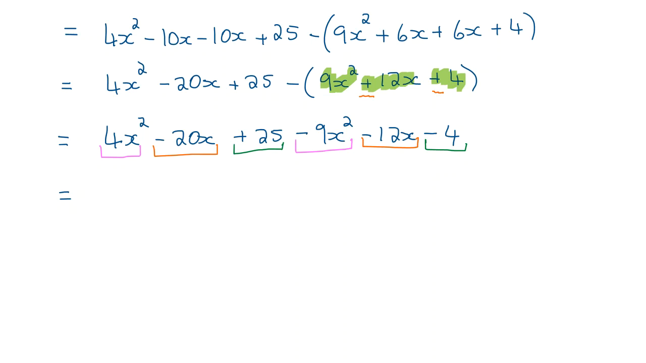4x squared minus 9x squared is actually negative 5x squared. Combining up the x terms, minus 20x minus 12x is actually minus 32x. And then the constant terms, positive 25 minus 4 is positive 21. There we have finally expanded and simplified our answer.